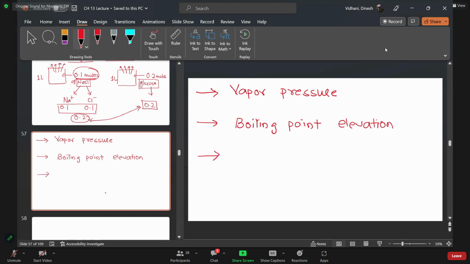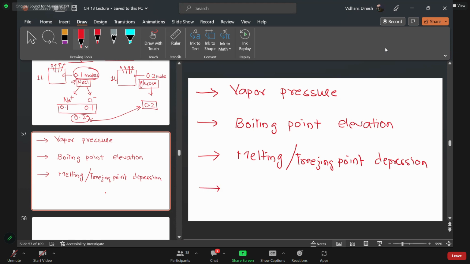The third one is also related to the vapor pressure and the intermolecular forces of attraction. What is that? It's the melting point or freezing point. But what happens to the freezing point when you add a solute in the pure solvent? The freezing point goes down. So there is a depression in freezing point. And the fourth property is osmotic pressure.